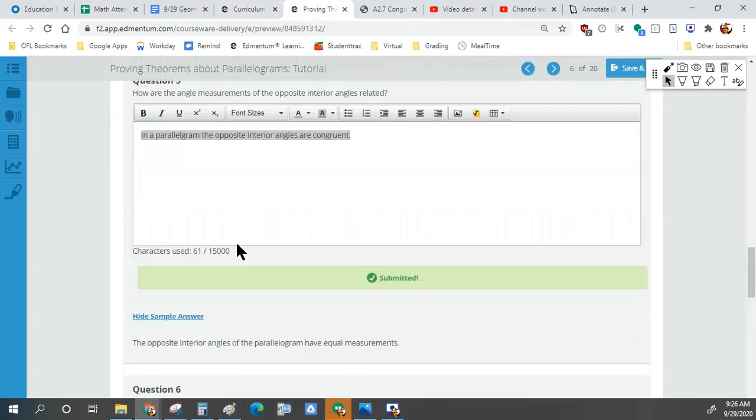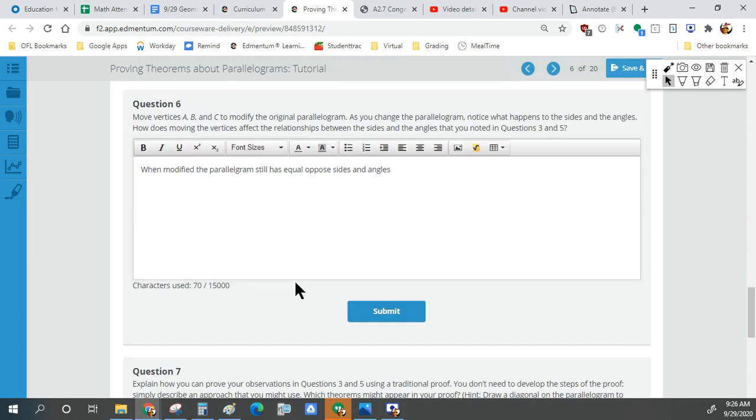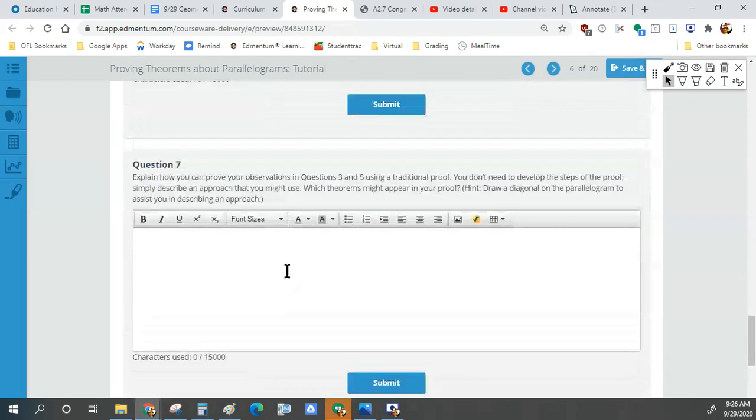So when modified, a parallelogram still has equal opposite sides and angles. Explain how you can prove your observations with the theorems in a proof. Draw a diagonal of the parallelograms to prove this.